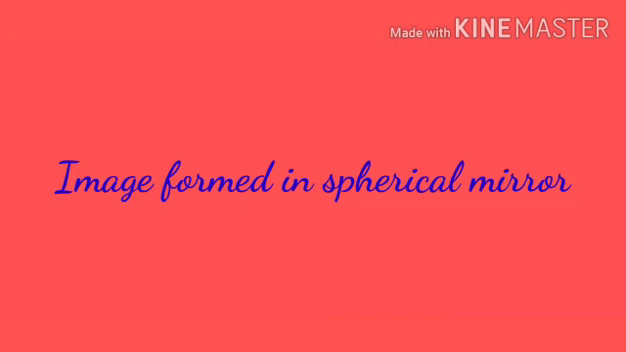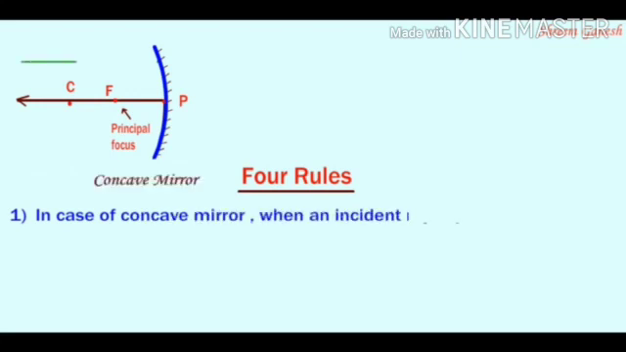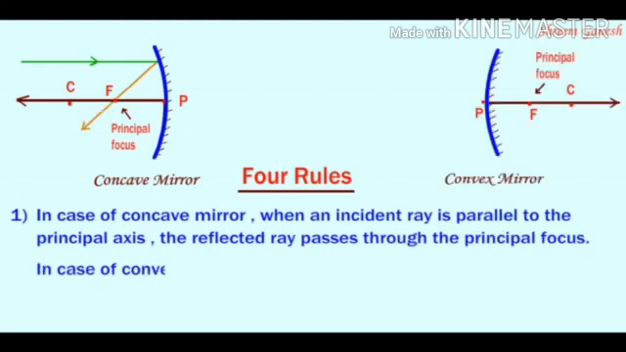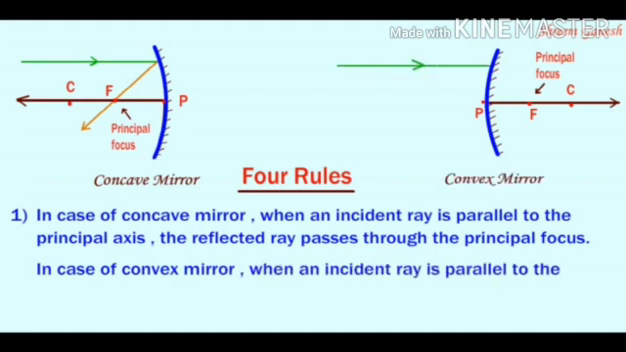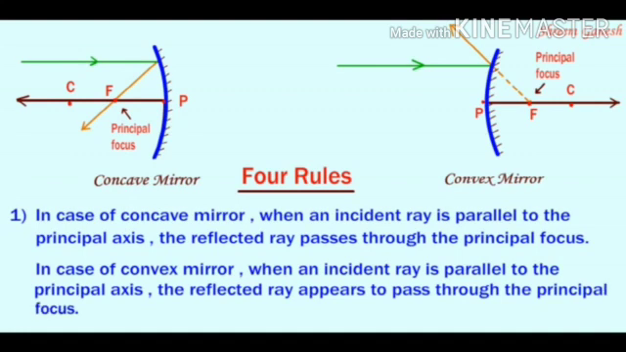Next we see image formed in a spherical mirror. There are 4 rules for the image formation of a spherical mirror. First one, concave mirror. In the case of a concave mirror, when an incident ray is parallel to the principal axis, the reflected ray passes through the principal focus. In the case of a convex mirror, when the incident ray is parallel to the principal axis, the reflected ray appears to pass through the principal focus.